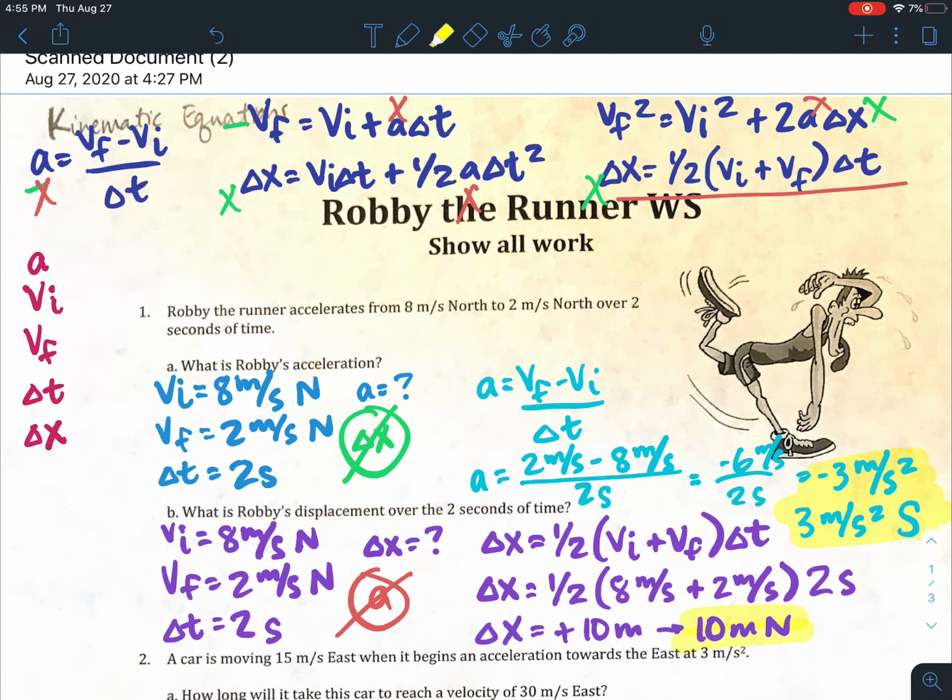So that's all there is to these. Write down your givens, write down your unknown. You'll have a list of 4 variables. Use the 5th variable that is not in your list to rule out equations that won't work. Plug in your numbers, solve, and then think through whether your solution makes sense. If it's a velocity or an acceleration or a displacement, always remember you need a number, a unit, and a direction to be counted correct.